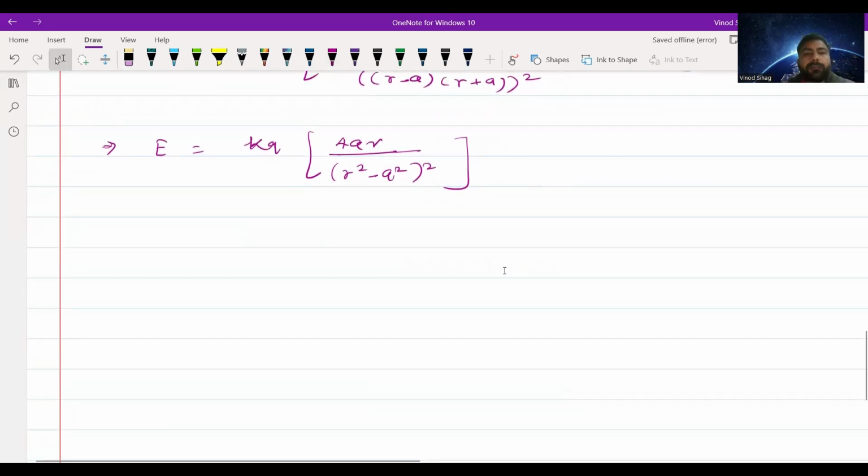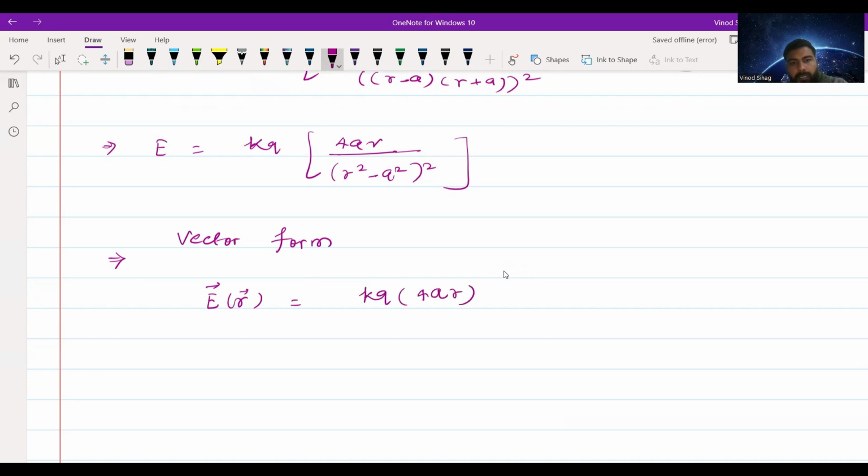Now one more thing here: the vector form of the electric field will be E vector equals KQ into 4A into R vector divided by R square minus A square and its whole square, and the direction will be along PK. The direction is along PK. Okay.